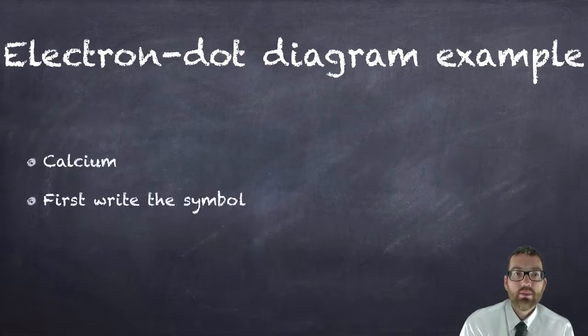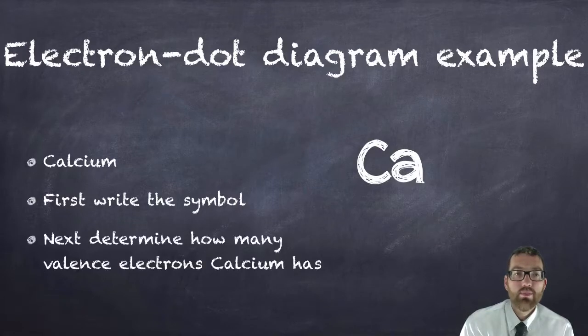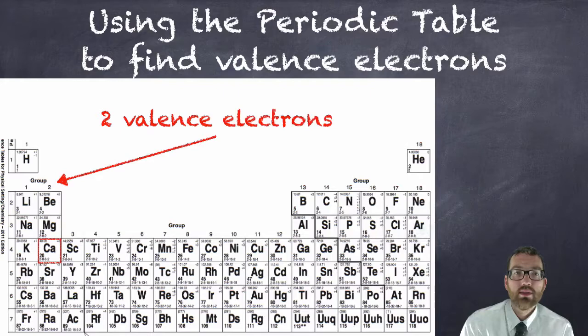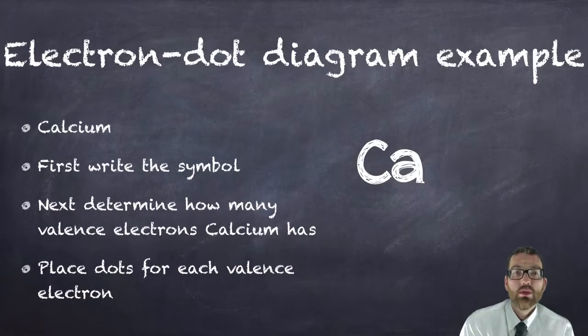Okay, let's do calcium. First we write the symbol. Calcium is capital C, lowercase a. Then you need to determine how many valence electrons calcium has. You could do an orbital diagram, or more simply just look at its position on the table. Calcium is in group 2, and everything in group 2 has 2 valence electrons. So we draw 1 dot here. You can start anywhere on the side like I did, or up or down or left. And then the second dot is paired up.